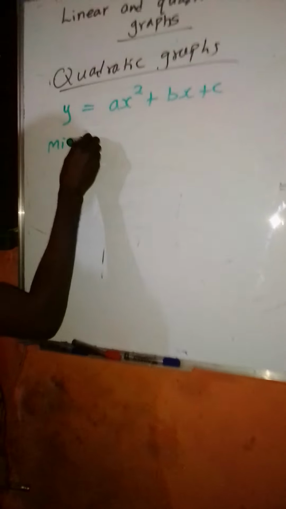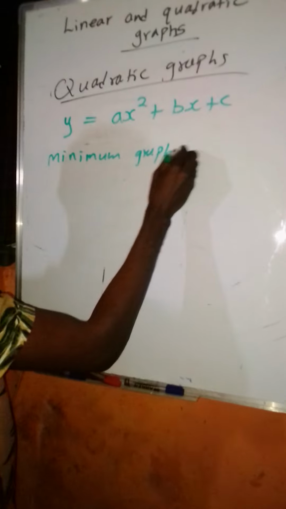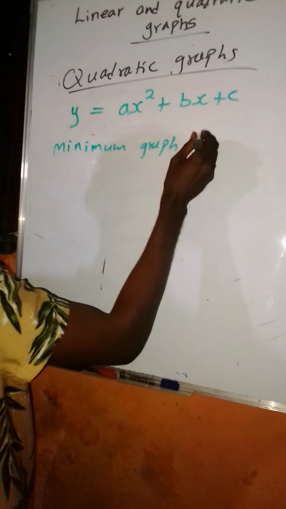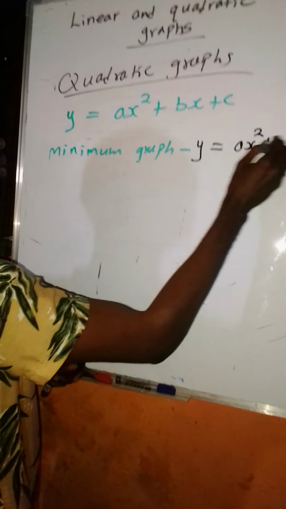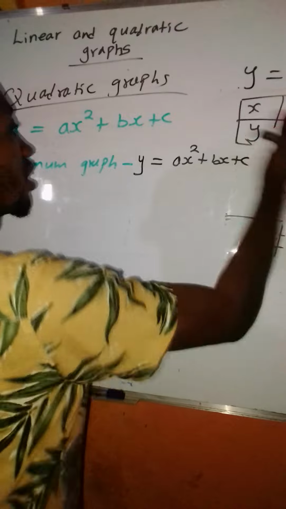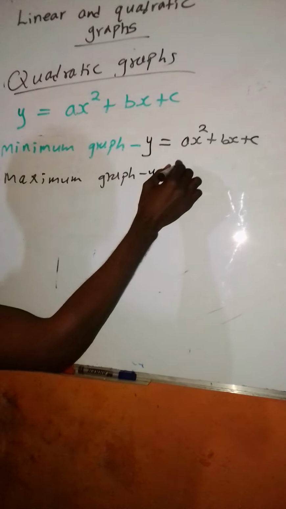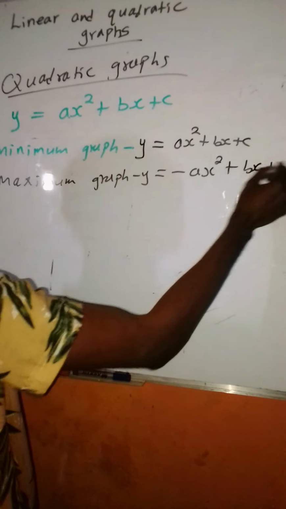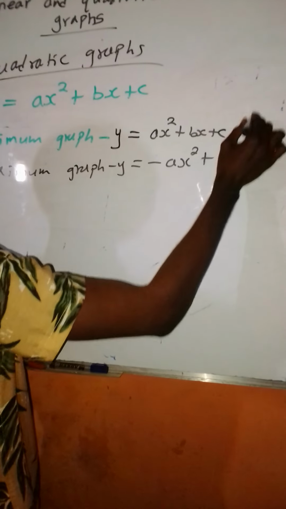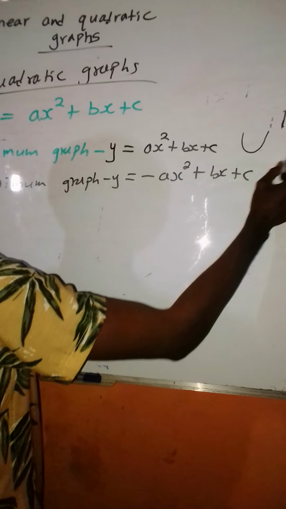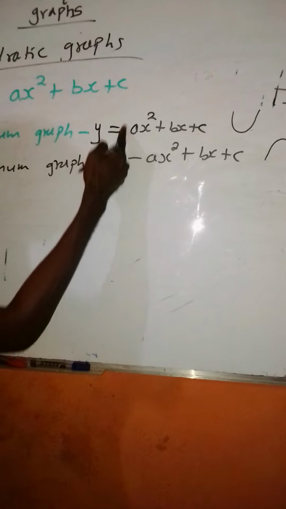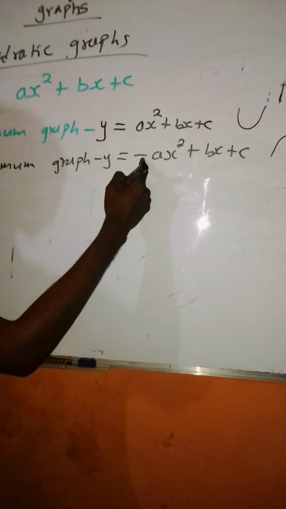So how can you know this graph is a minimum graph? For a minimum graph, the coefficient of the quadratic term must be positive. So this equation is going to be y equals ax squared plus bx plus c. And for the maximum graph, the maximum graph takes the shape of y equals negative ax squared plus bx plus c. So this minimum graph is going to give us a U shape, and this maximum graph is going to give us an N shape. It is minimum when the coefficient of x squared is positive. It is maximum when the coefficient of x squared is negative. These are the 2 shapes of graphs we have to take into consideration.